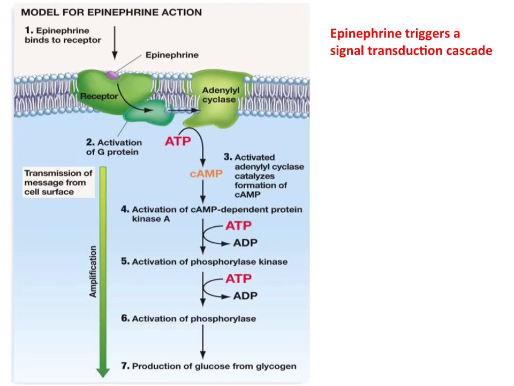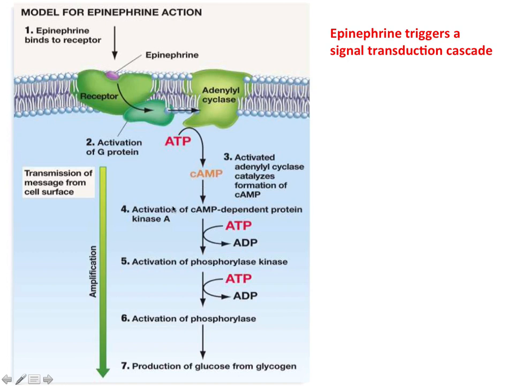Now, the model for epinephrine action. As you know, epinephrine or adrenaline is a kind of peptide hormone. So its receptors are present on the surface of the target cell. Here you can see the receptor for the epinephrine, and this receptor is a G protein coupled receptor. Once epinephrine binds to its receptor, it activates it, and the G protein is activated, and it can activate adenyl cyclase. Once this adenyl cyclase is activated, ATP is converted into cyclic AMP. This cyclic AMP acts as a secondary messenger.